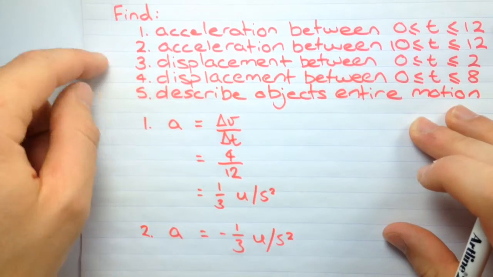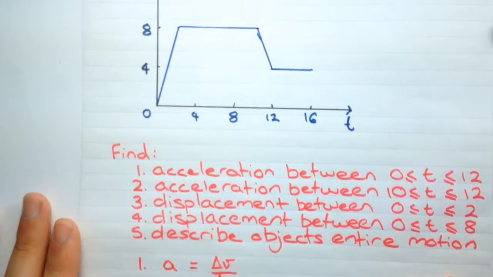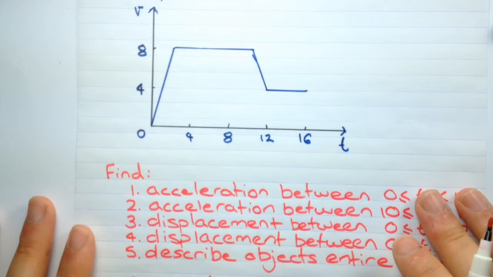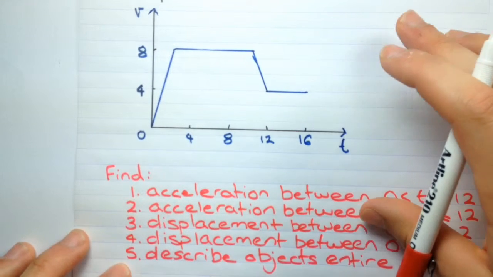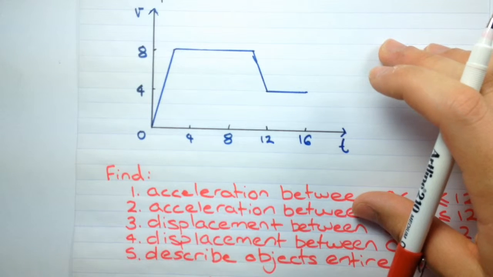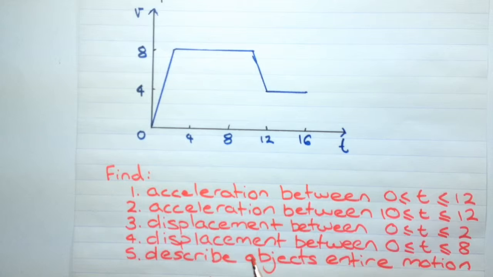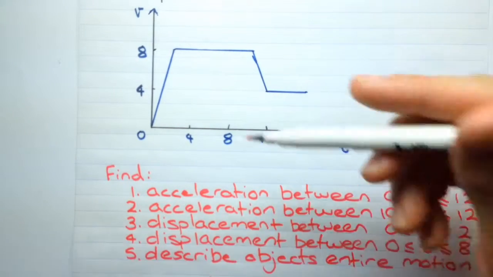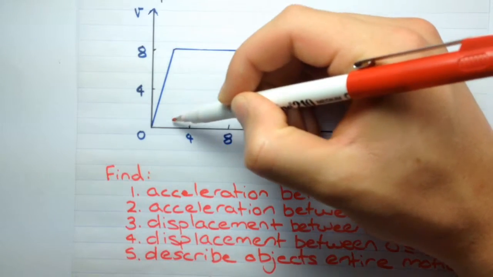Right, the displacement between time 0 and 2. Now to find the displacement, like we effectively found the derivative of the displacement versus time graph to get a velocity versus time graph, to go from a velocity versus time to displacement versus time, we just integrate. So effectively it's the area under the graph. So to find the displacement between 0 and 2 seconds, we just need to integrate the area under the graph, or find the area under the graph.